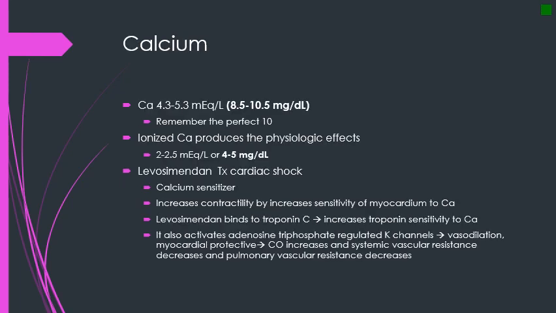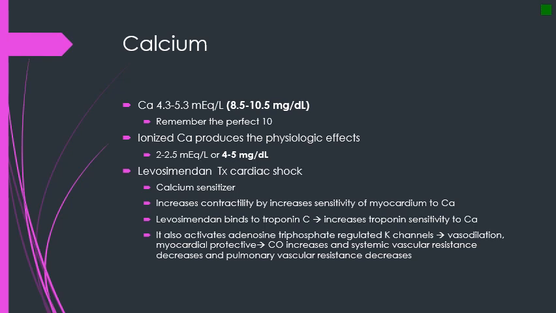Calcium is another element to be discussed for sympathomimetics. You need to make sure and remember your levels. Your calcium is usually around 10, is what Stoelting has listed, 4.3 to 5.3 milliequivalents per liter. That converts to around 10 milligrams per deciliter, which is what it's typically measured in the serum whenever you get your labs drawn. Your ionized calcium is around 4 to 5 milligrams per deciliter.